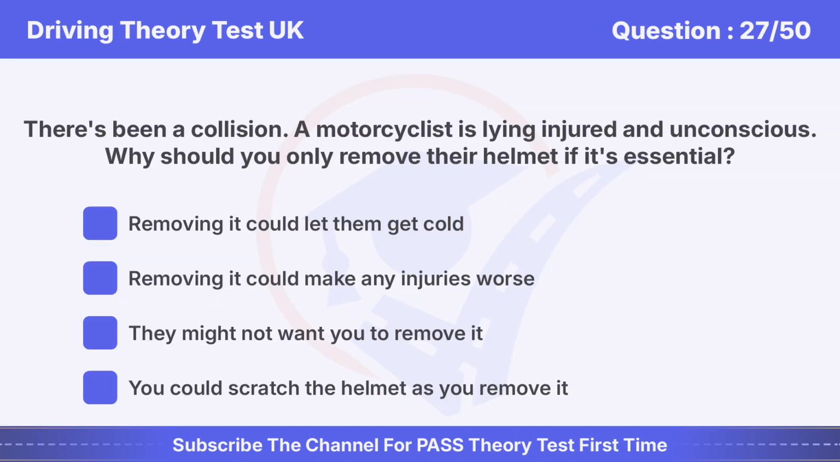Question 27. There's been a collision. A motorcyclist is lying injured and unconscious. Why should you only remove their helmet if it's essential?